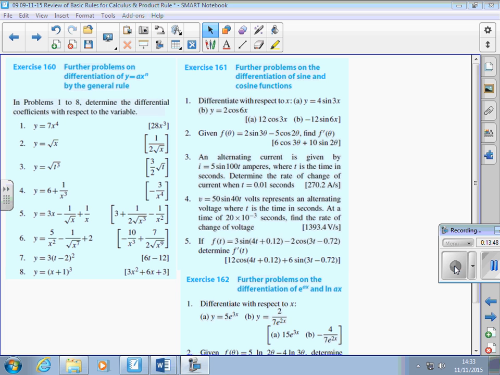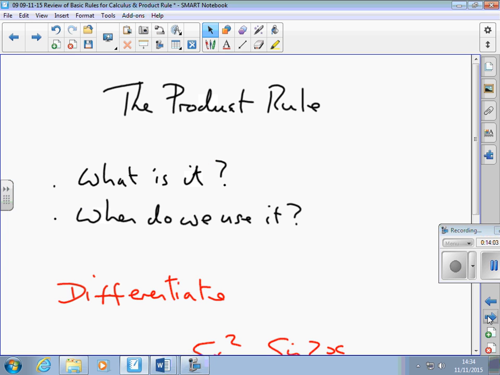I just made a note of some exercises you could have a go at to remind yourself of them, but that's not really the crucial thing. I want to get onto the rules. Just remind yourself of those basic differentials and the table so that when you come to applying the rule, you're not struggling on this bit. But what I want to do now is move on to the product rule.